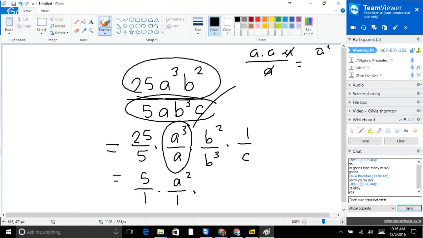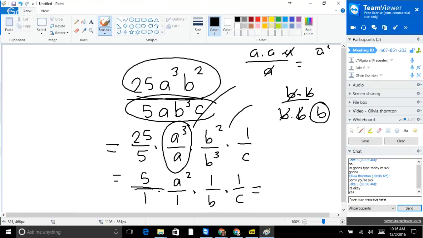What about b squared over b to the third? Does anybody know what that would be? So this would be b times b over b times b times b. So this b and this b cancel out, and you're left with 1 b in the denominator. So 1 over b. And then 1 over c, nothing's happening with that.